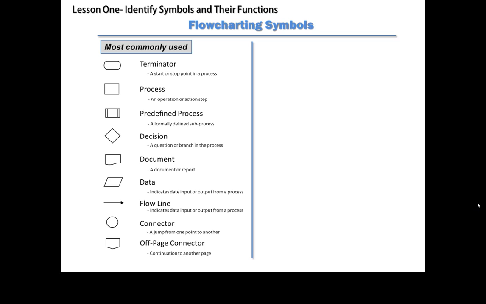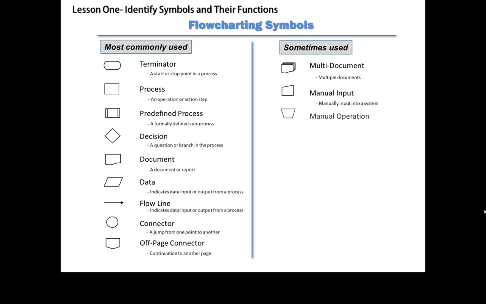Now let's talk about other symbols that you may use sometimes, but you will often see in flowcharts, usually data or technical flowcharts. Multi-document, you may use that one when you have multiple references. Manual input is more often found in data flowcharts, where a manual input is required into the system before another process can occur. Same thing with manual operation. A manual operation step requires an intervention before a subsequent process can be performed.